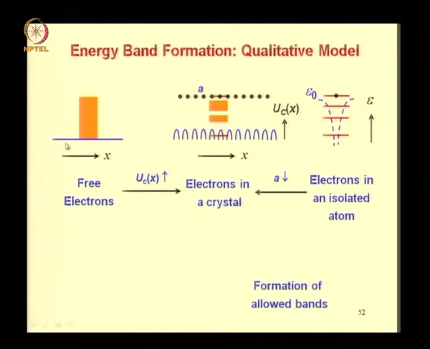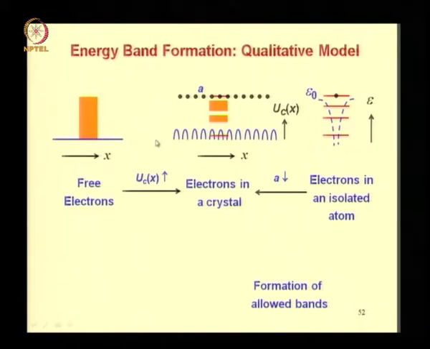Now the constant potential can be viewed as a limiting case of UCX becoming 0. So this periodic potential, as its height becomes 0, it becomes the constant potential. Okay? And therefore the movement from free electrons to electrons in a crystal can be seen as a case of increasing the periodic crystal potential from 0 to a finite magnitude. Now that is what is seen here.